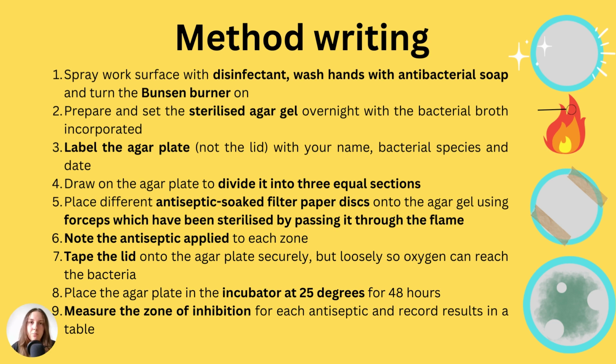You want to label the base of the gel with your name or initials, the type of bacteria species you're using, maybe it's an E. coli, and you want to write the date as well. Okay. The next thing you want to do is draw on that plate three different lines. So you're separating the plate into three equal sections. And this is so you can place filter paper discs that have been soaked in an antiseptic or an antibiotic, and you can place those into those three different sections.